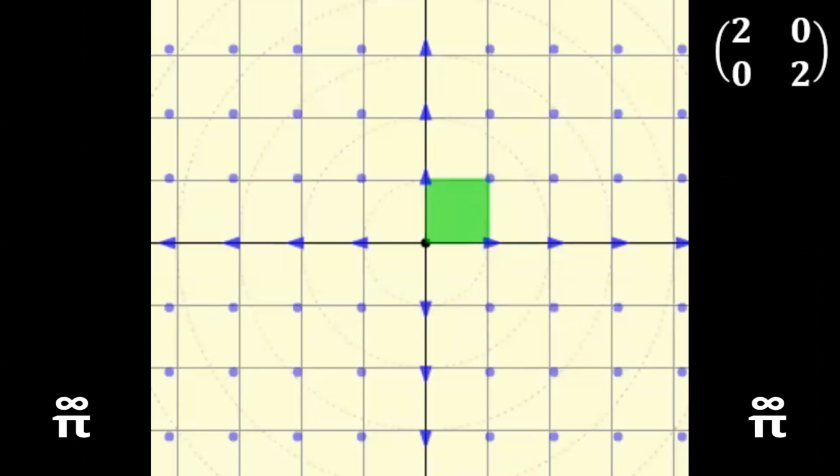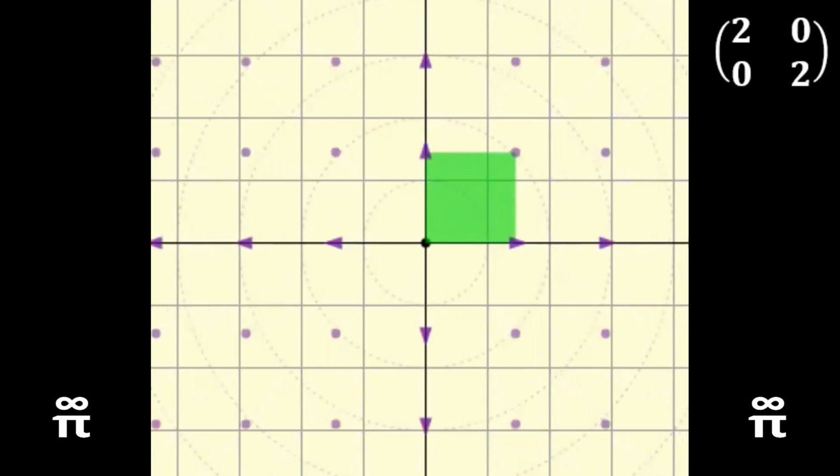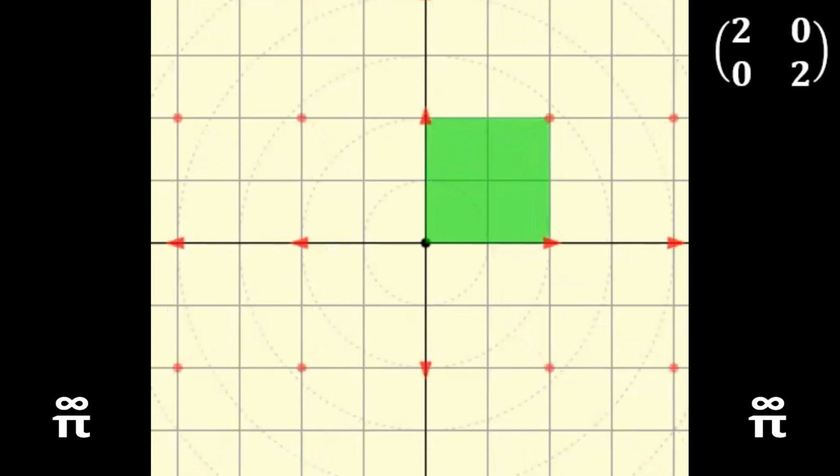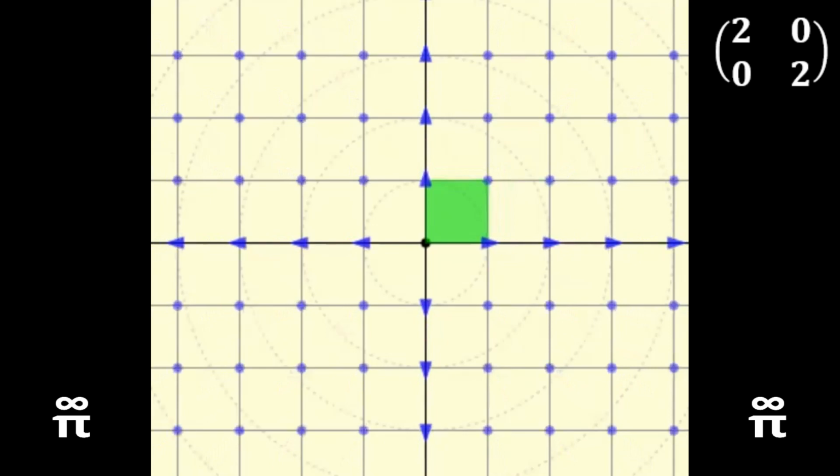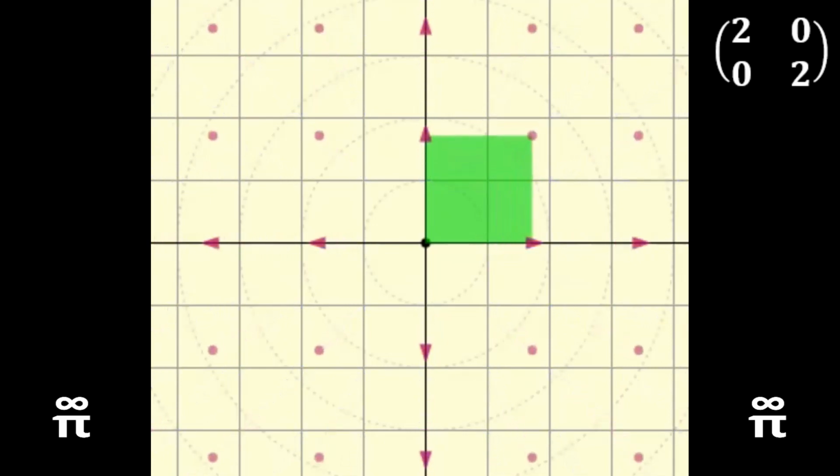Now, let's attempt to solve the question of area. Apparently, the unit square having an area 1 unit squared is transformed to the square of side 2. So the new area is 4 units squared, which means the area got scaled by 4. Well, look at the matrix. Is this change in area a coincidence?